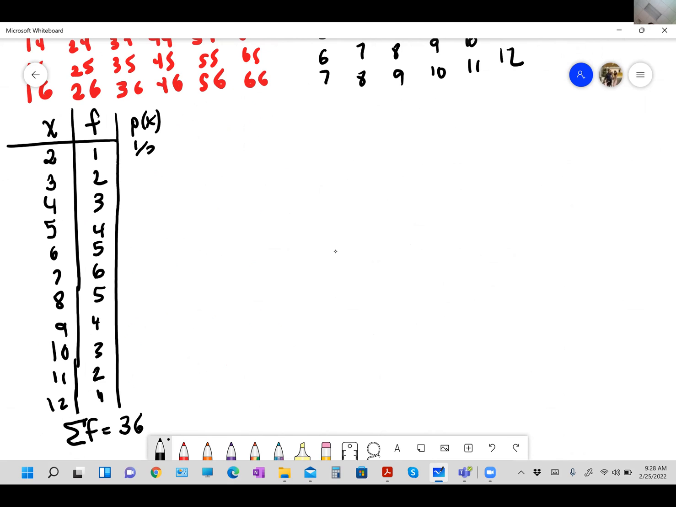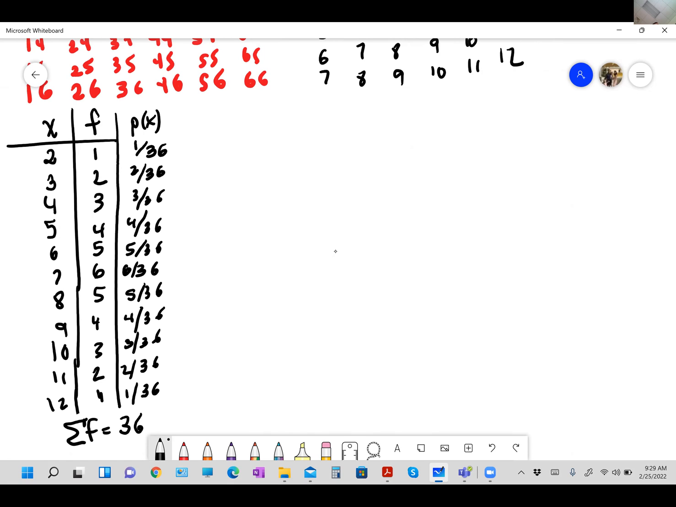1 divided by 36. 2 divided by 36. 3 divided by 36. 4 divided by 36. 5 divided by 36. 6 divided by 36. Then 5 divided by 36, 4 divided by 36, 3 divided by 36, 2 divided by 36, 1 divided by 36.